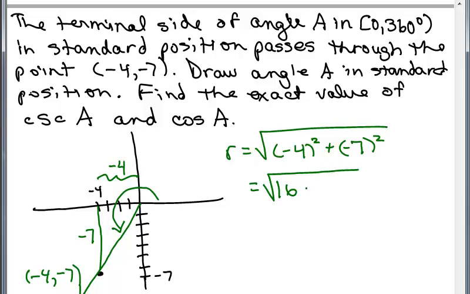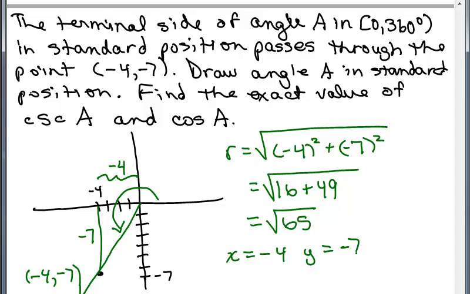So we have 16 plus 49, right? And then we have to add that. That's the square root of 65. And 65 is 5 times 13, so we can't simplify the square root of 65. So we've got that x is -4, y is -7, and now we know that r is the square root of 65. So we're ready to state the cosecant and the cosine.